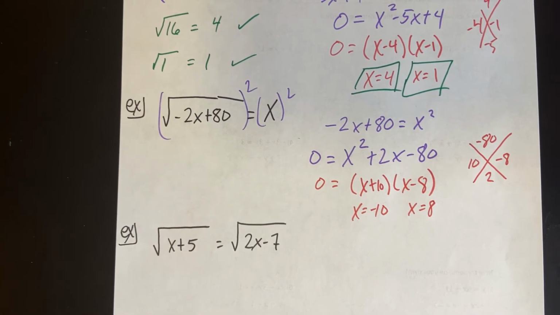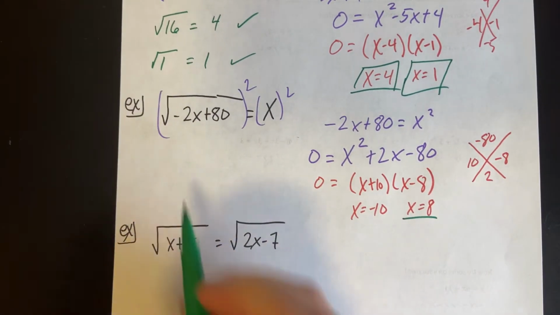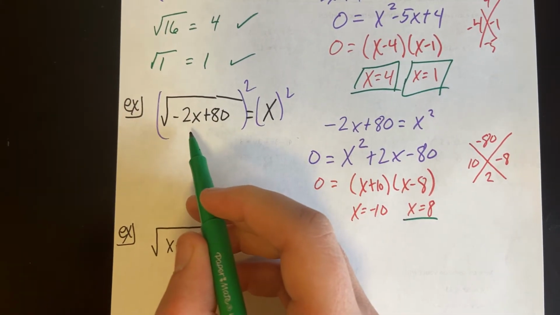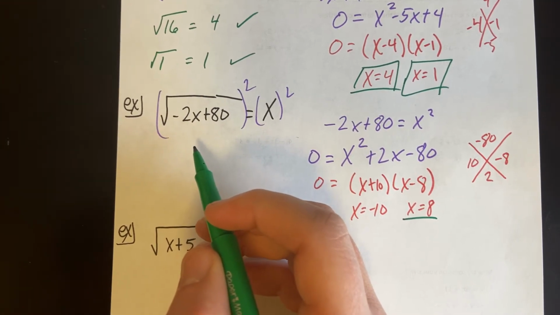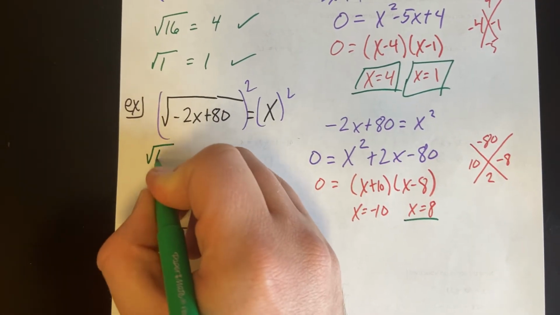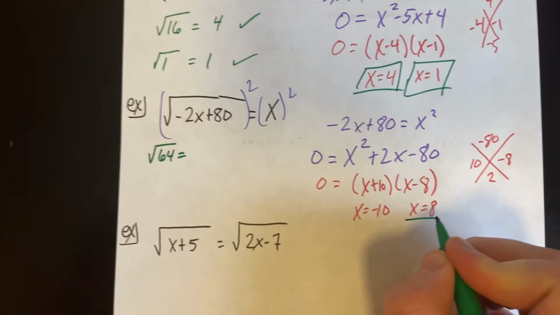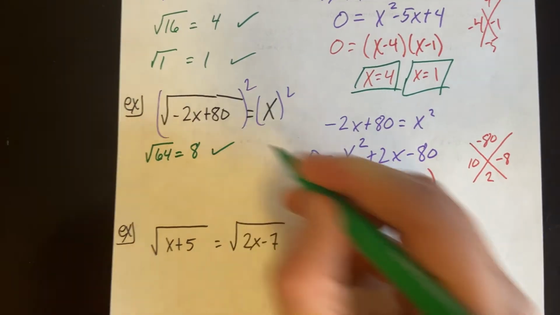Okay, so watch what happens when I substitute these back in. I'm going to start with the 8. Negative 2 times 8 is negative 16. Negative 16 plus 80 is 64. So we have the square root of 64 equals, we said x is 8. Well, the square root of 64 is 8.